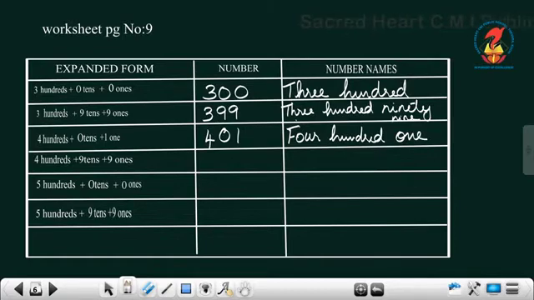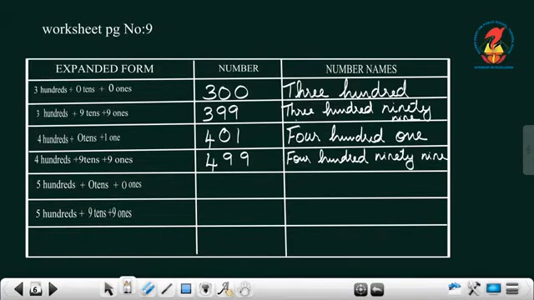400 plus 9 tens plus 9 ones. How will you write? In hundreds place we have the number 4, in tens place we have the number 9, and ones place we have the number 9. And how will you write the number name? 499. Got it?